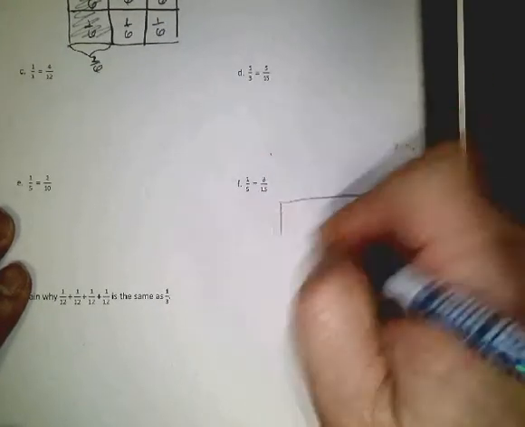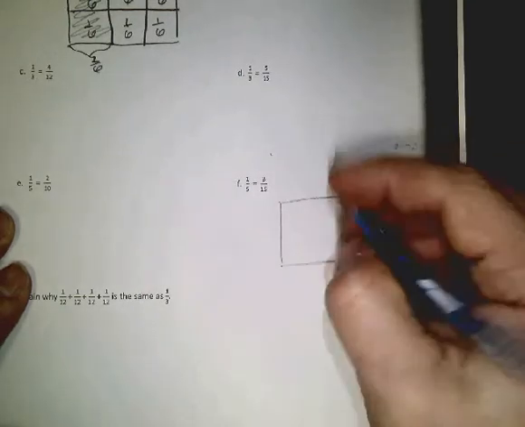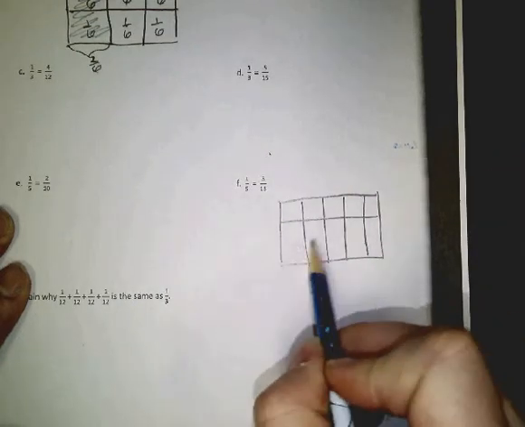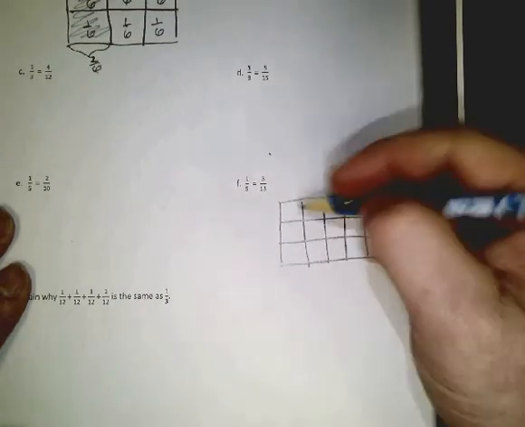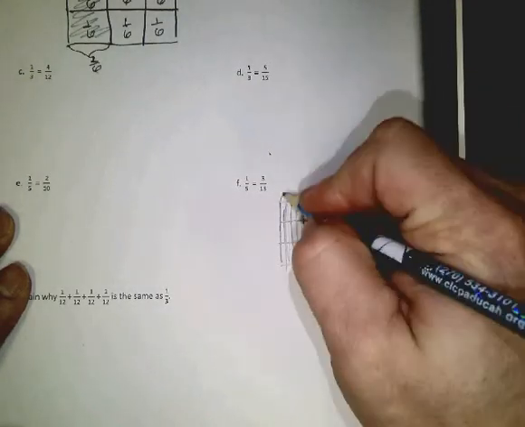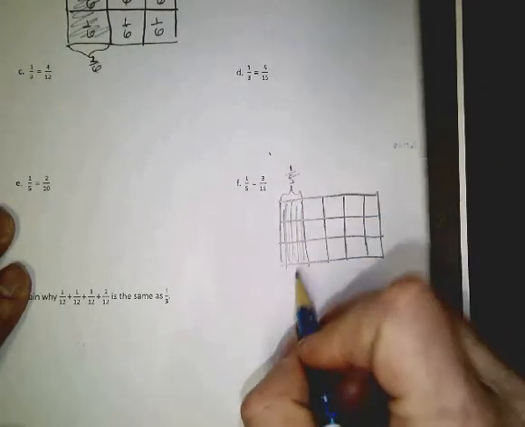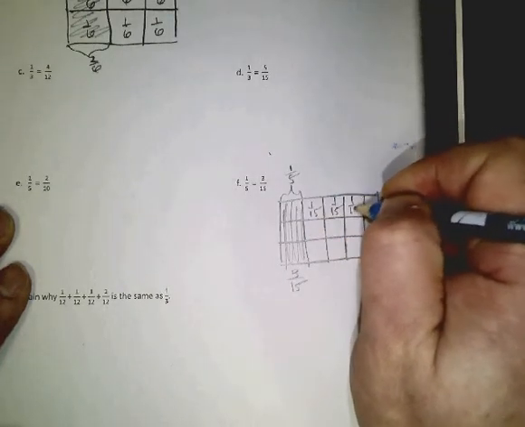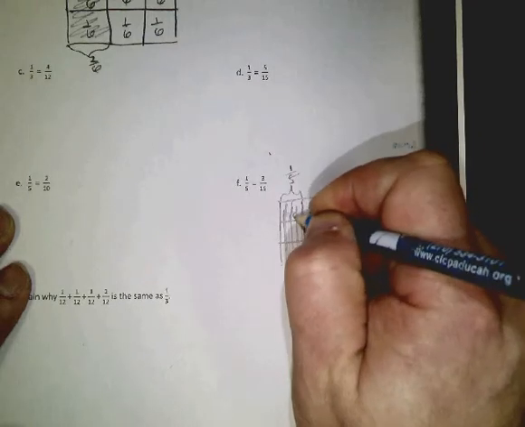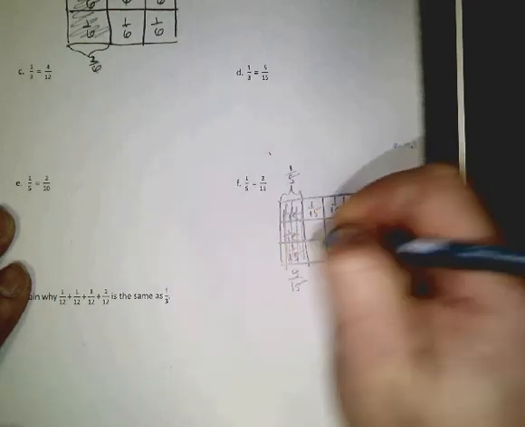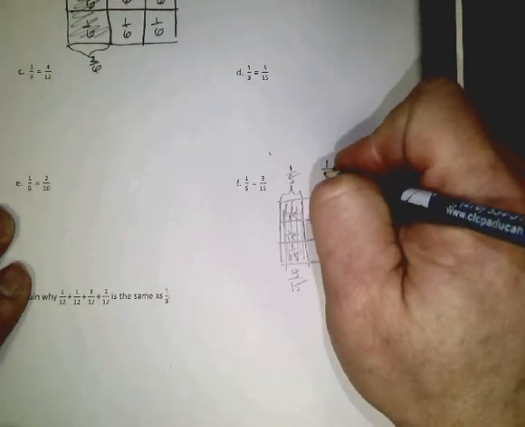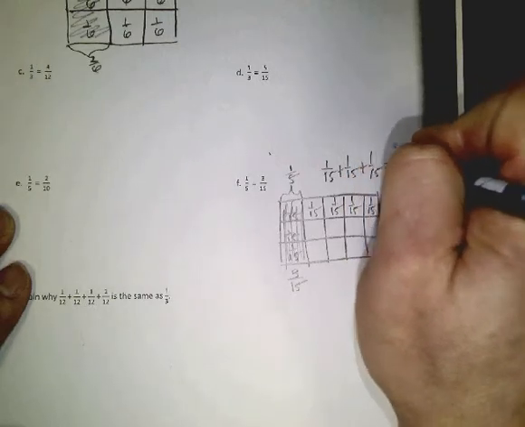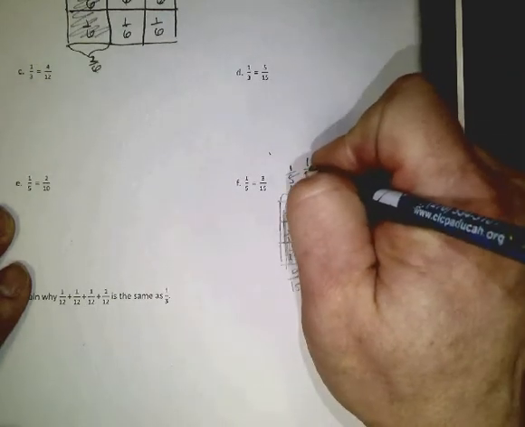F, 1/5. So I have a section that's partitioned off into 5 equal groups. Then I'm going to draw 2 more lines to make 15 equal parts. This here was the original shaded 1/5. Now I have 3/15 shaded, because each section is now worth 1/15, and I have 3 of those. So my addition sentence will be 1/15 plus 1/15 plus 1/15 equals 3/15, and all of that equals 1/5.